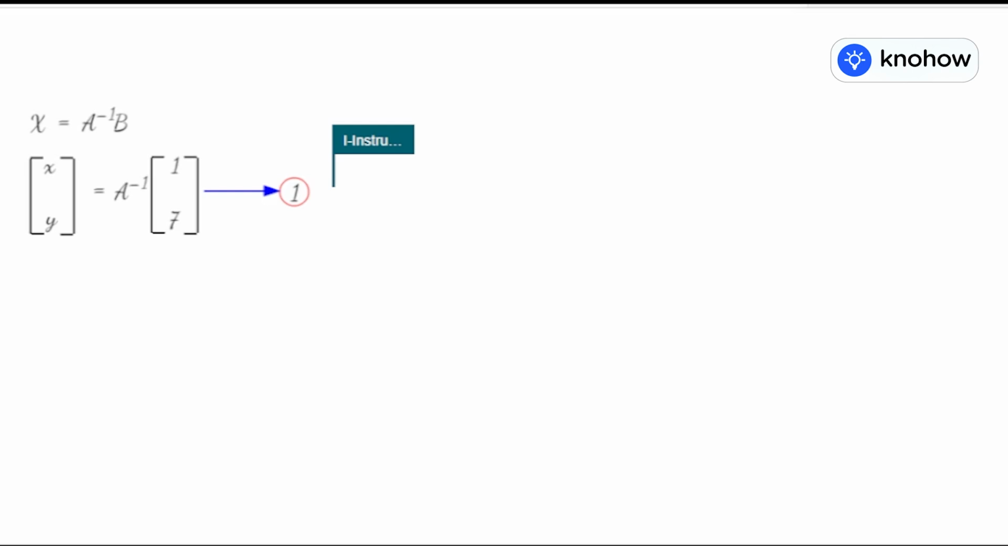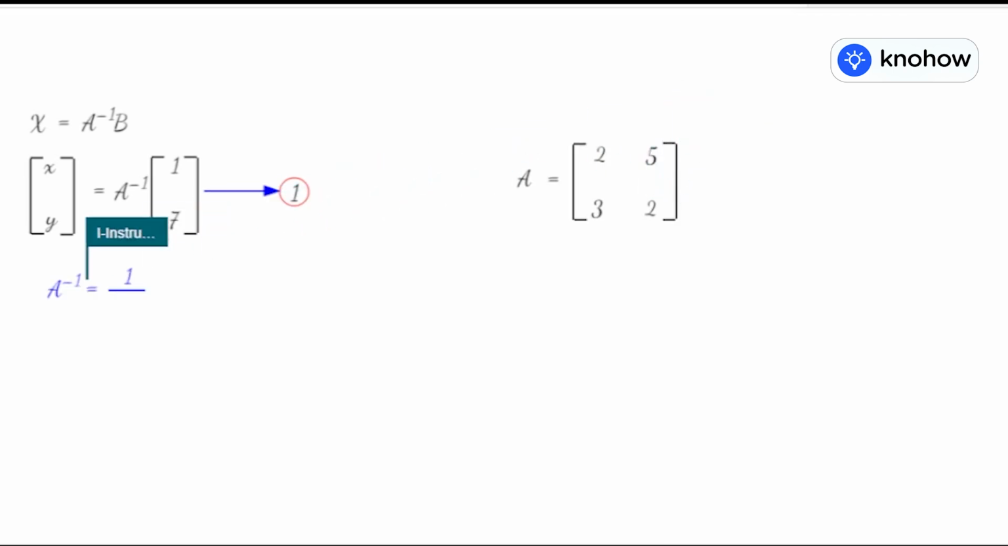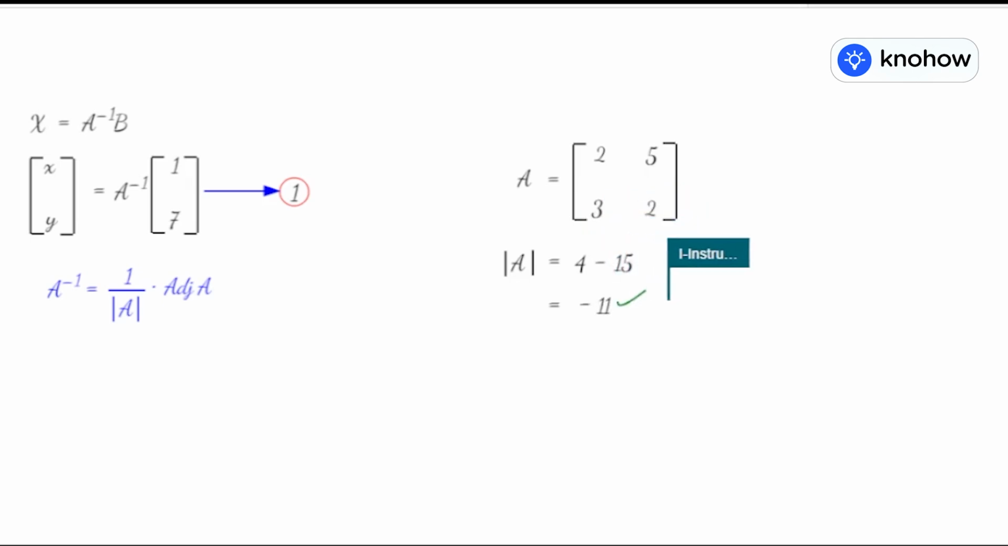I write again what A is. A is the coefficient matrix, that is [2, 5; 3, 2]. So how do you work out A inverse? You know the definition of A inverse as 1 by determinant A into adjoint A. So at least what is the value of determinant A here? Determinant A will be 2 into 2, 4, minus 15, which will be minus 11. We'll need it later. And now let me work out adjoint A.